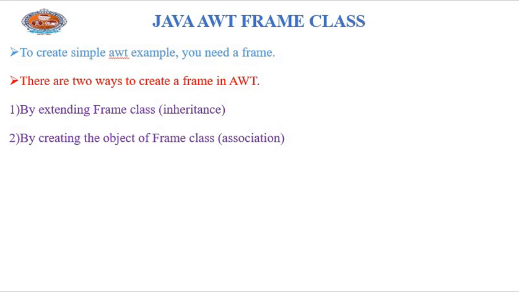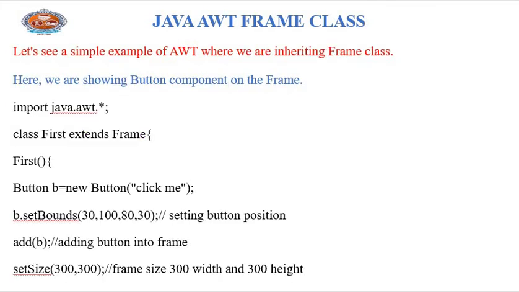Next, Frame class. To create a simple AWT example, you need a frame. There are two ways to create a frame in AWT. First one is by extending Frame class using the inheritance, and second one is by creating the object of Frame class using the association. So first one, let's see a simple example of AWT where we are inheriting Frame class. Here we are showing button component in the frame.